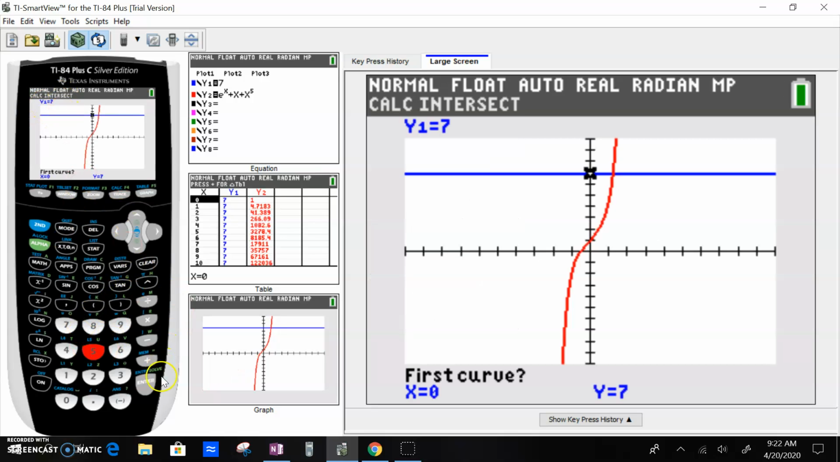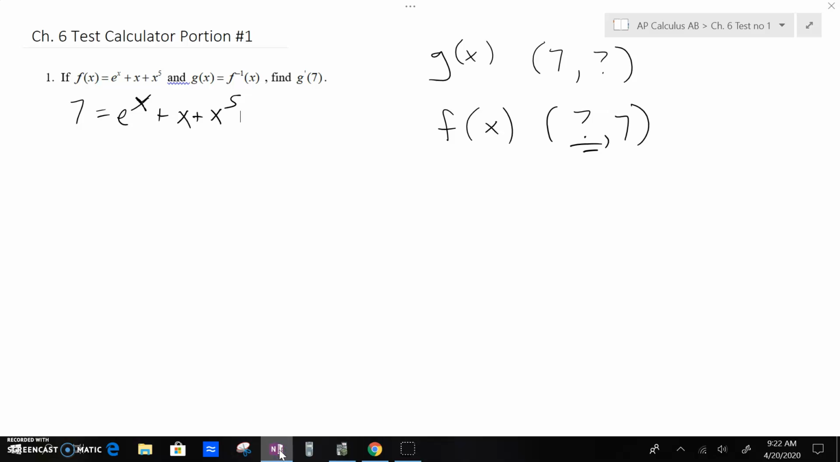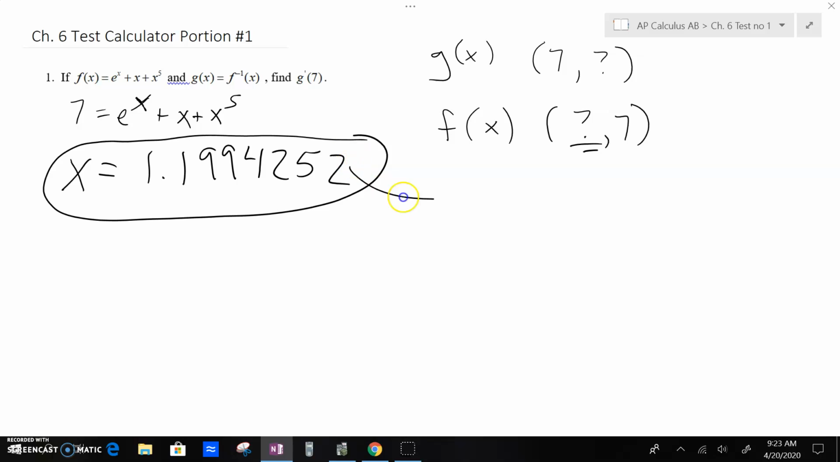And first curve, y equals 7, that's good. Second curve, red curve, that's good. A guess, as long as we're close, we know there's only one intersection. So we should just be able to hit enter. Then we've got 1.199 to 3 decimals, so 1.199. And I'm just going to carry this through 4252. So I'll go back here and I'll say, okay, so that intersection happens at an x value, 1.1994252. And that's the x value that sits right here.